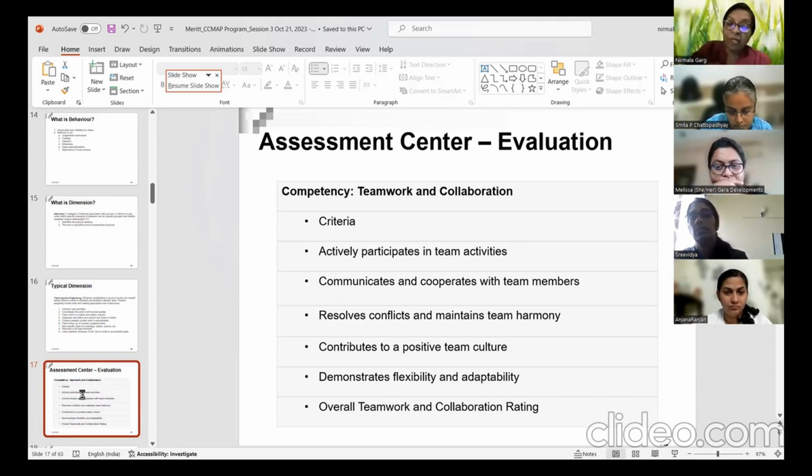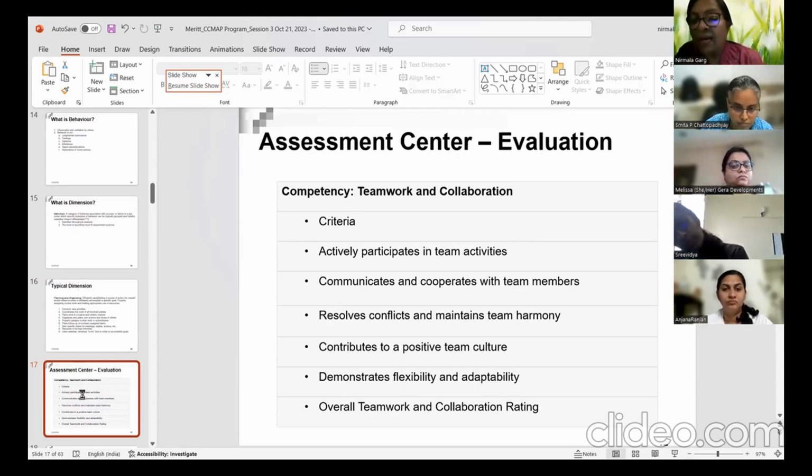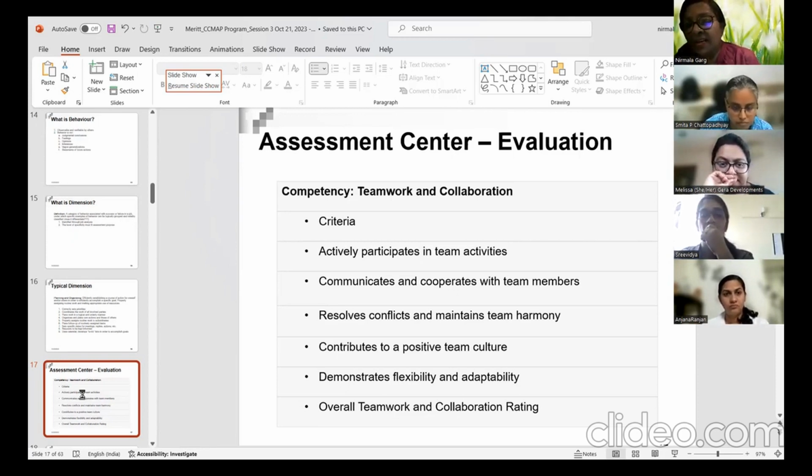So what happens now? What will I do? Say, for example, in an assessment center, I have this competency called teamwork and collaboration. And I have put a game or an exercise to test teamwork and collaboration, or say a leaderless group kind of a thing. I have to look out for all these things: is he actively participating, is he communicating, is he resolving.